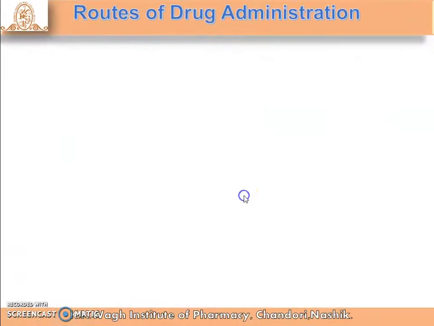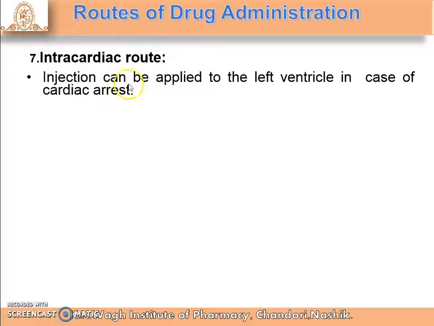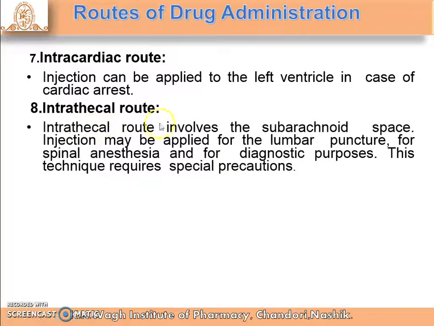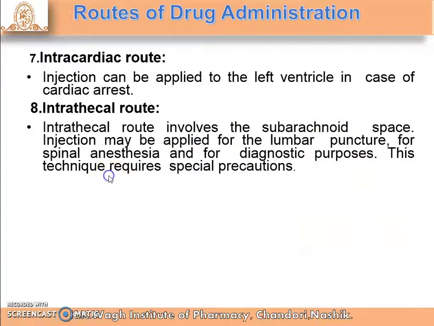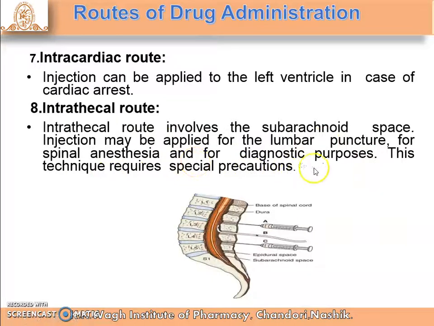Intracardiac route. Injection can be applied to the left ventricle in case of cardiac arrest. Then intrathecal route. The intrathecal route involves the subarachnoid space. Injection may be applied for lumbar puncture, for spinal anesthesia and for diagnostic purposes. This technique requires special precautions also.